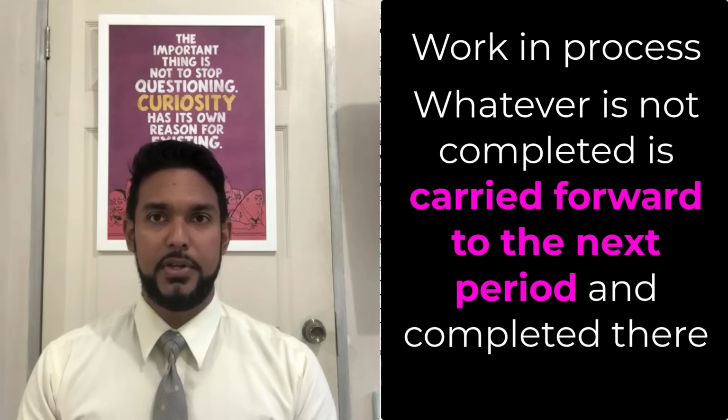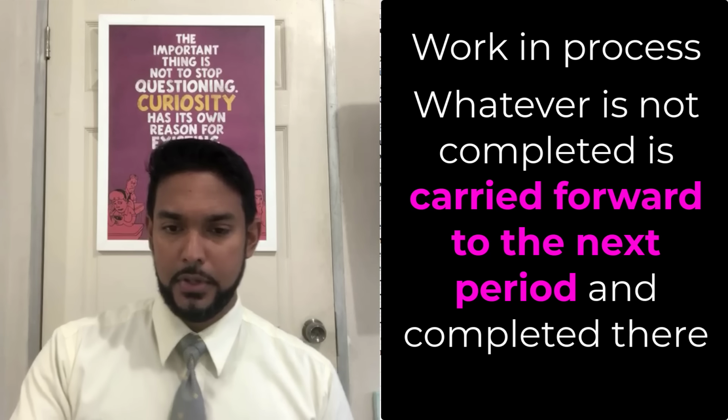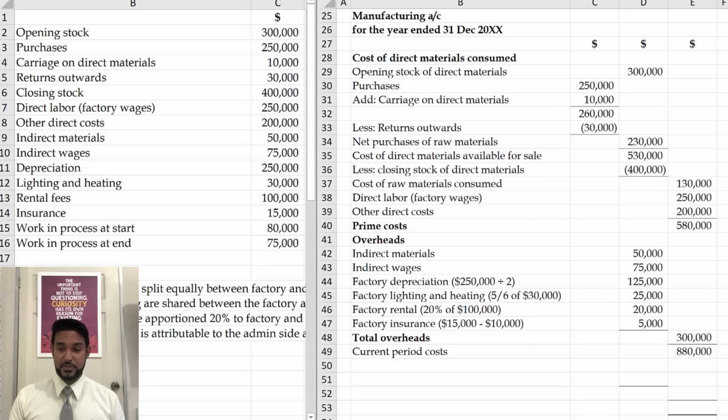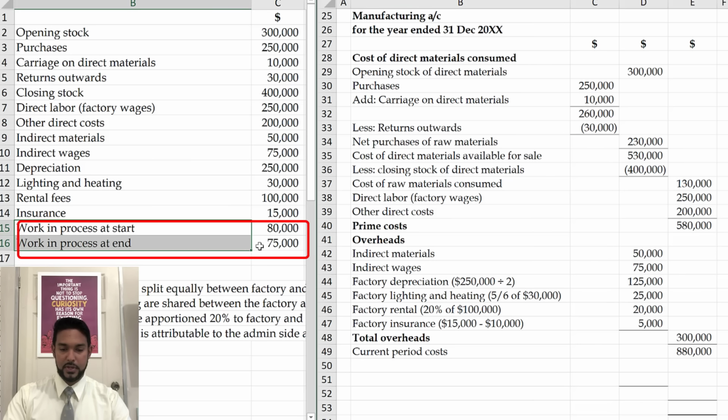So what is the implication therefore for the manufacturing account? Let's take a look at the example I have on the board. This is actually the same example from just now, and instead of starting from the top and going back down through all the same thing we just did, I just left it as it was. The only new things we have are these two items here, the work in process at start and the work in process at end. So I'll tell you what we do with them and then I'll tell you why.